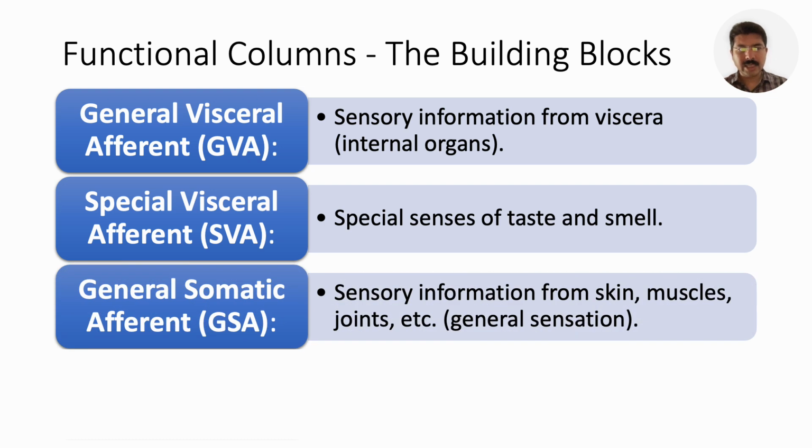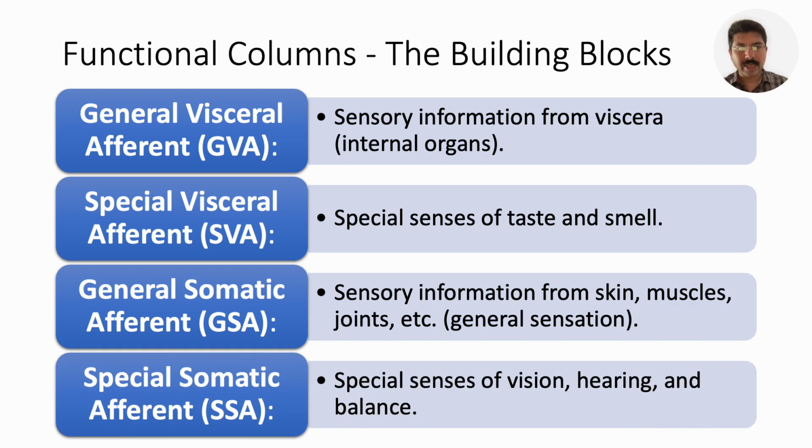The next is general somatic afferent or GSA. These fibers carry general sensory information from the skin, muscles, and joints of the head and face. This includes sensations like touch, pressure, pain, temperature, and proprioception, which is your sense of where your head and face are in space. So, if someone touches your cheek or you feel a headache, that information is carried by GSA fibers.